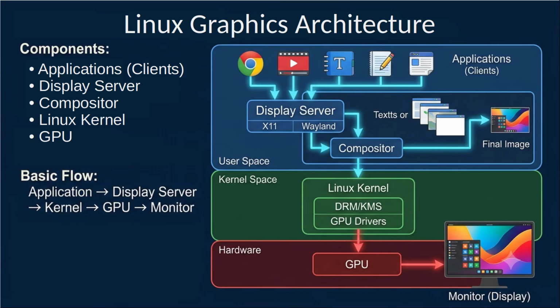Applications create graphical content. The display server manages communication between applications and hardware. The compositor combines windows into a final image, and the kernel works with the graphics drivers to send the image to the GPU. This separation creates flexibility and allows different graphical systems to coexist.